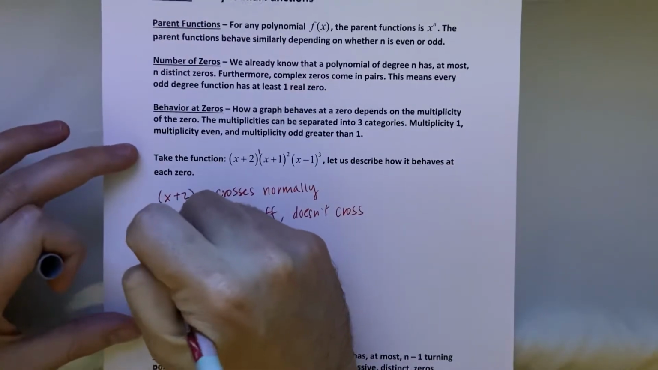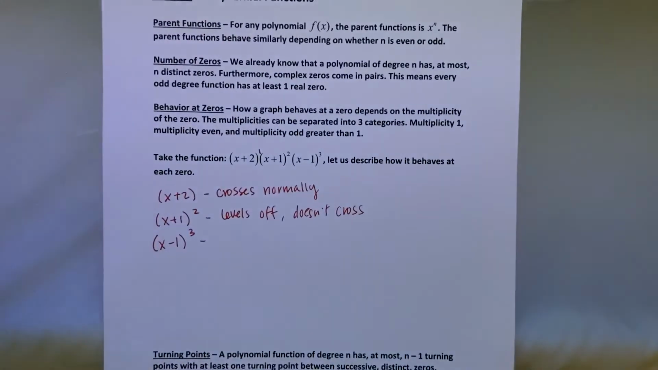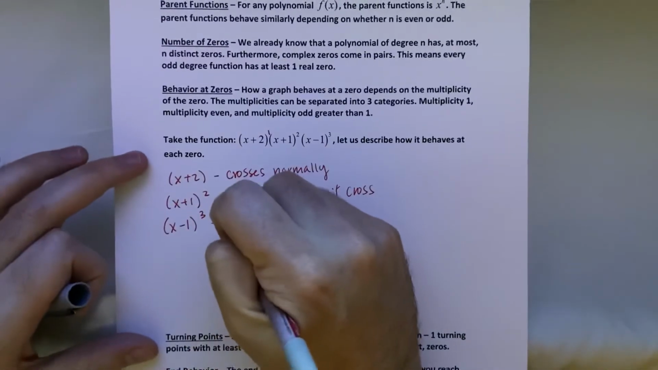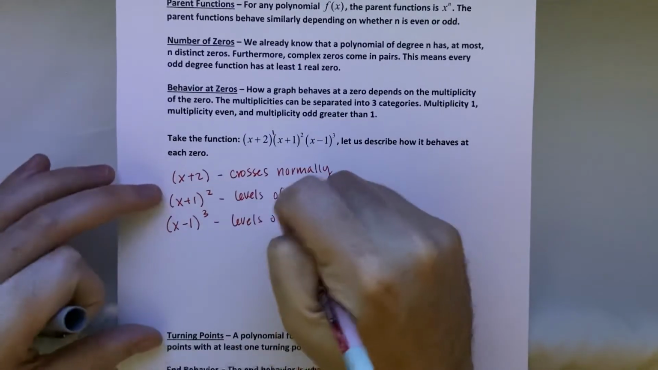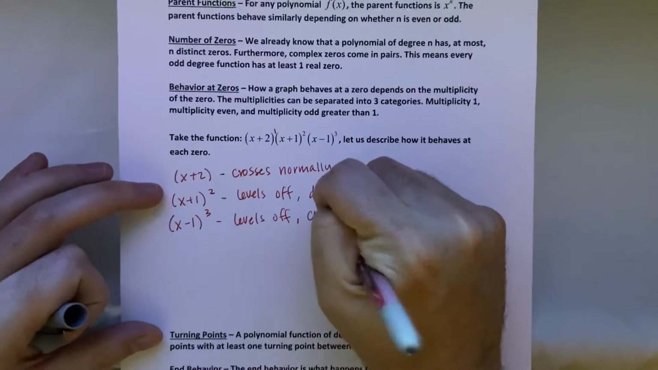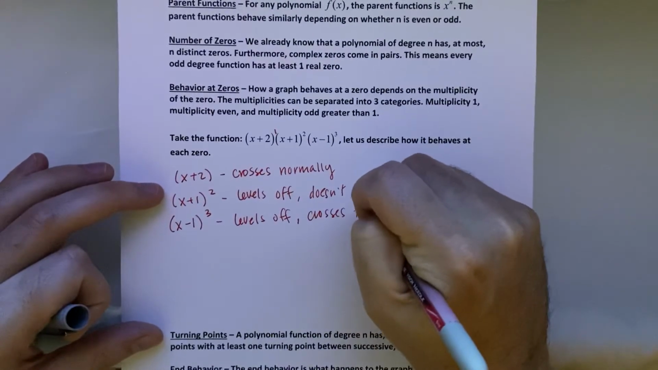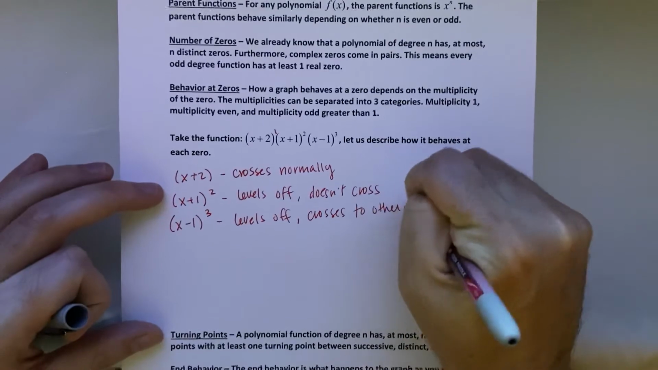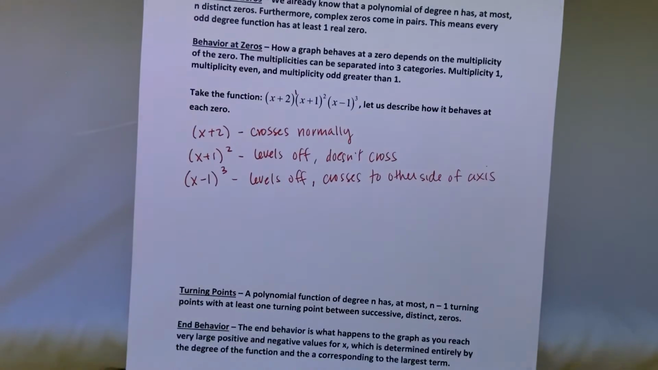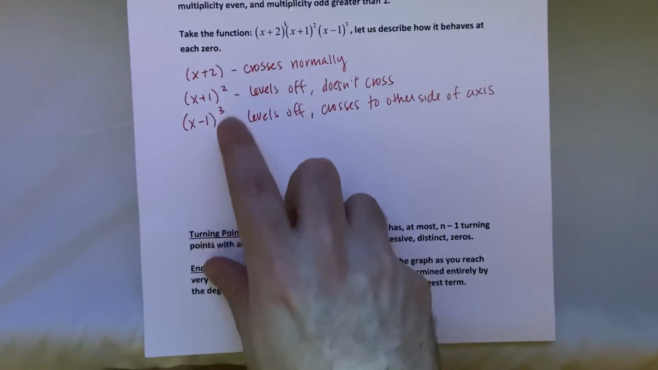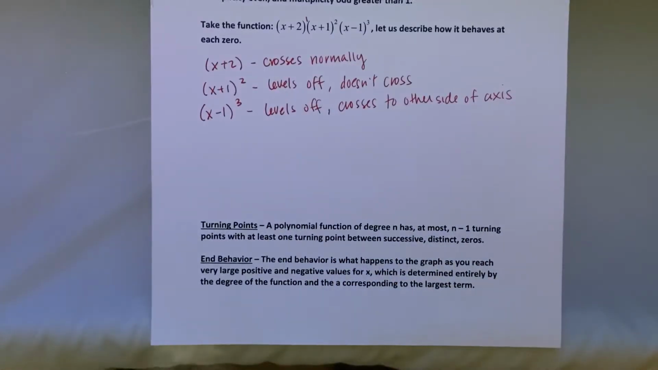Now (x minus 1) cubed, same river idea, but because you're making an odd number of choices, you in the end decide to cross the river. So I say it will level off, which means it becomes horizontal temporarily, but it ultimately crosses to the other side of the axis. Now, some not so mathematical definitions here that go along with this. And all other odds and evens, by the way, behave the same way as the last two.